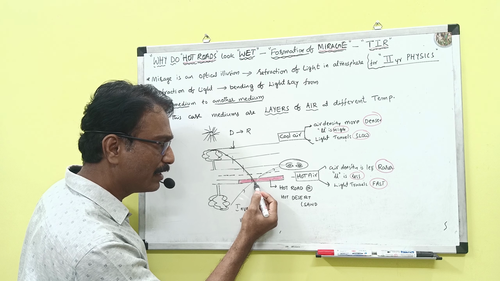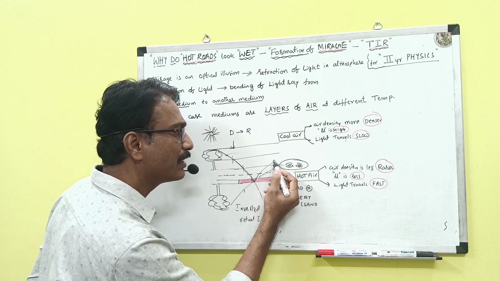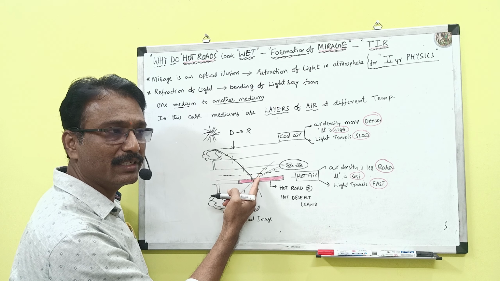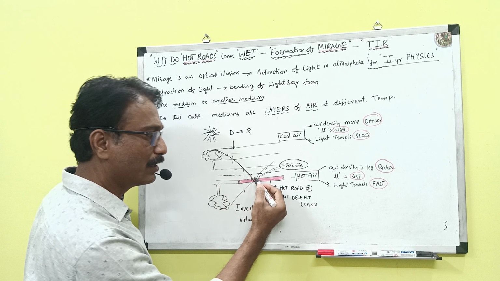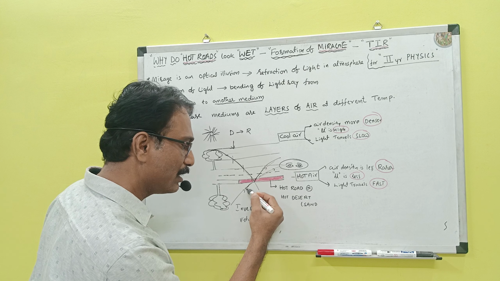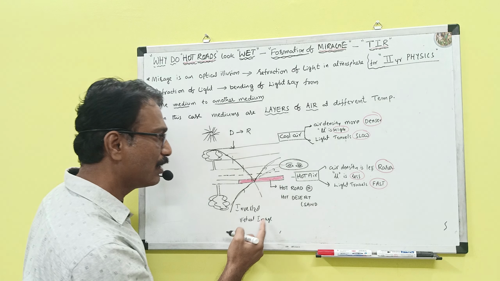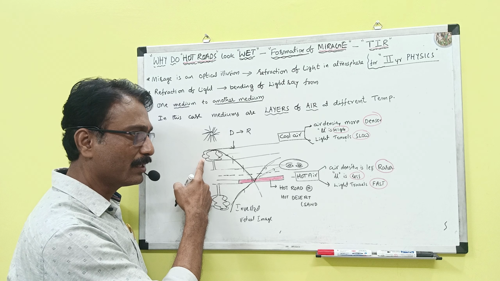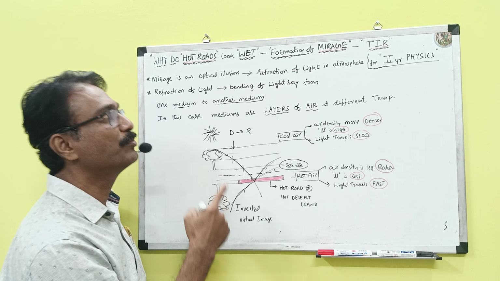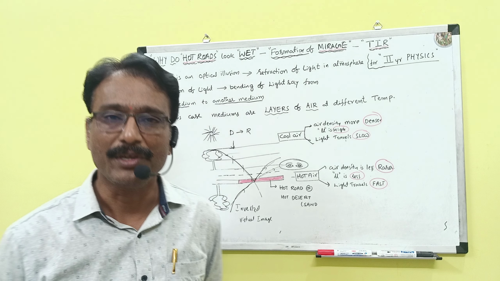When the angle of incidence is greater than the critical angle and the ray is reflected back, total internal reflection takes place. So here we can see the inverted virtual image of this tree. This becomes an illusion. This is the best example for the formation of a mirage.